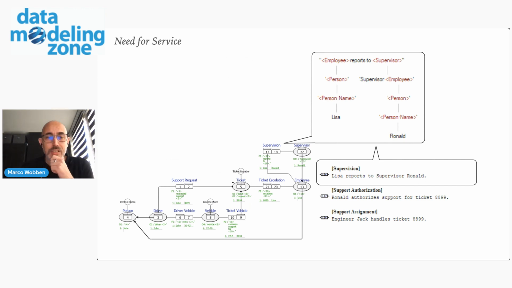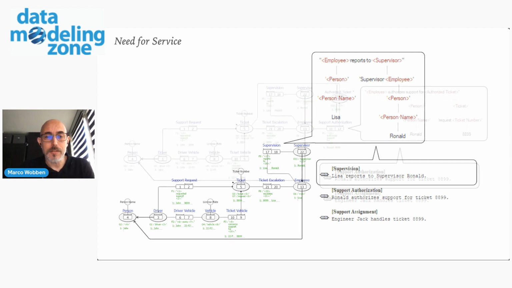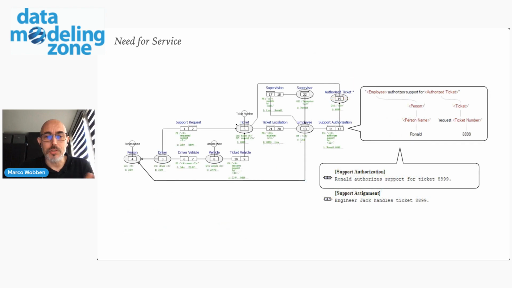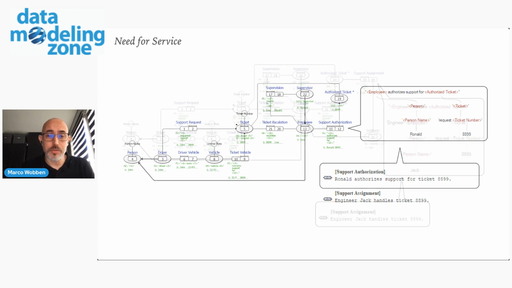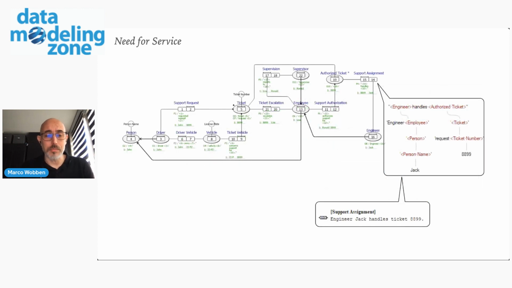Supervision. Yes, that one introduces the supervisor as a subtype of employee. And then we go to the support authorization. Ronald authorizes a ticket. And then we have an authorized ticket, which is a derivable fact type. I'll come back to that later on. And finally, the actual support is done by Jack.